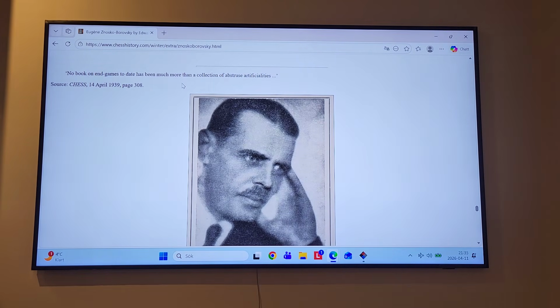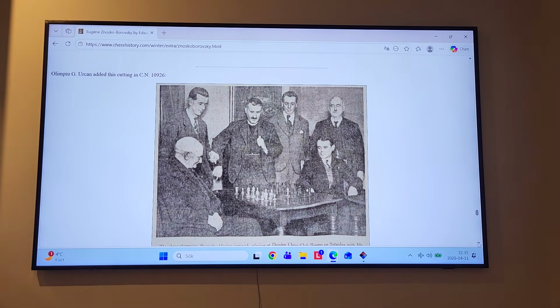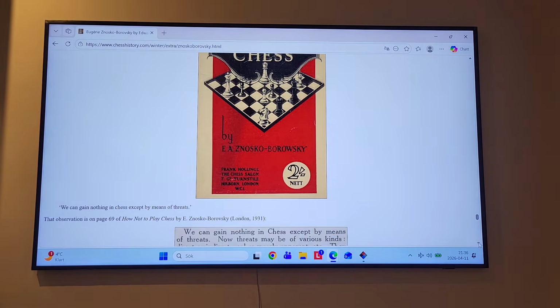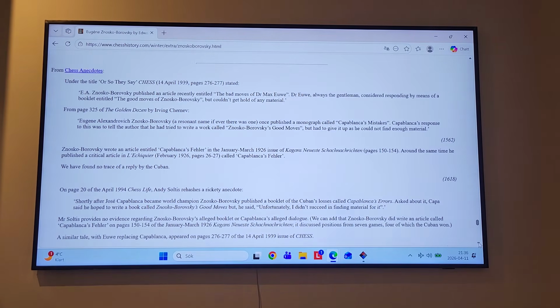No book on endgames to date has been much more than a collection of abstruse artificialities. So Znosko-Borovsky was a very important publication in these days. So this was 1939 and this was published in 1940. But I would say that this endgame book is still very important for most of the players on this planet. But even advanced players can benefit from it. What he has written in his book, you will not find elsewhere.